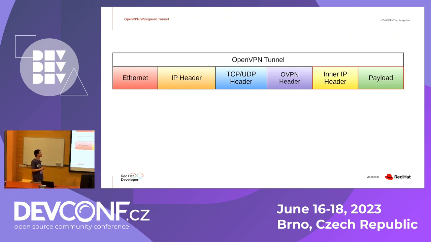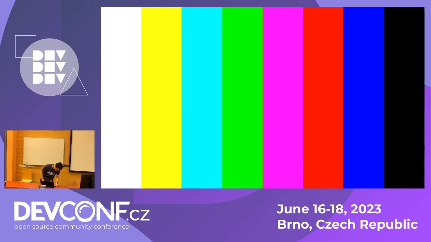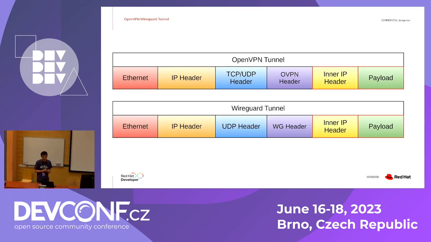And recently we have WireGuard. WireGuard was created in 2015, and it was merged into Linux in 2019, so it's a modern tunnel. WireGuard is a very new, open source VPN protocol, and it's much faster than OpenVPN because it has a very simple design and a lower overhead.